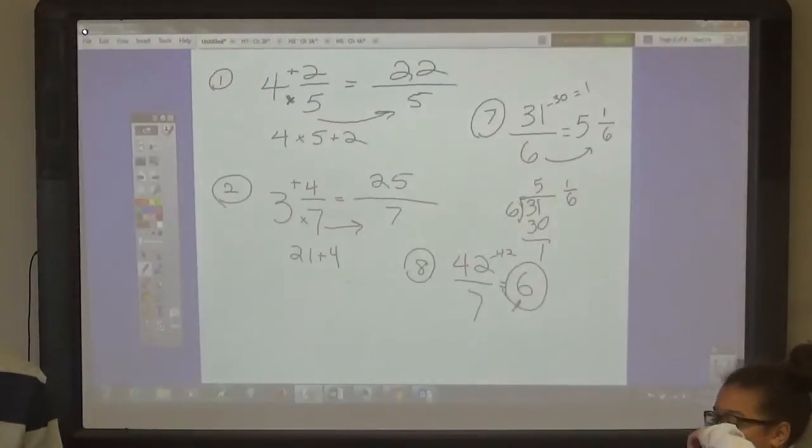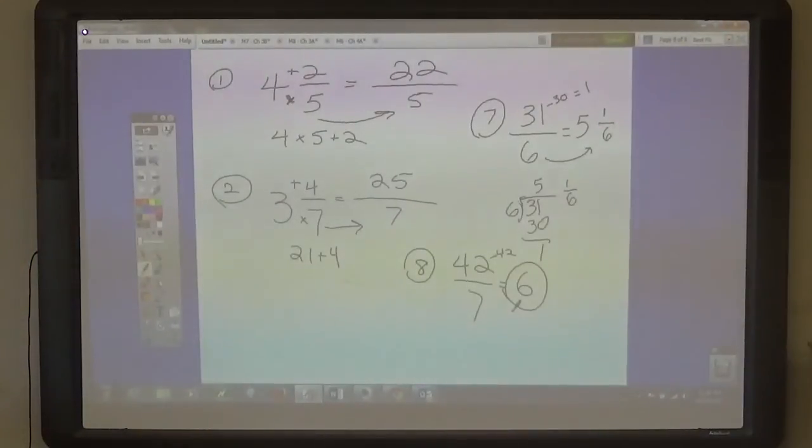All right, finish this worksheet for tomorrow. The whole thing? Yeah. Even the backside?